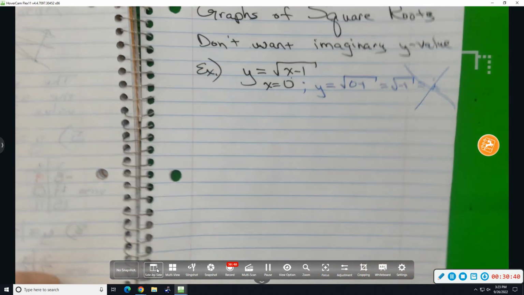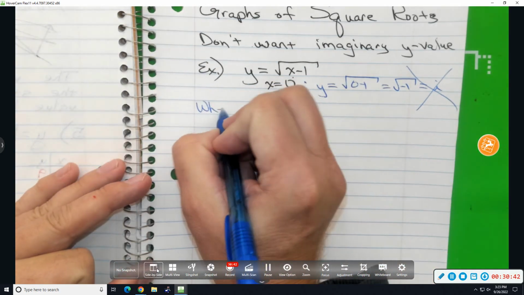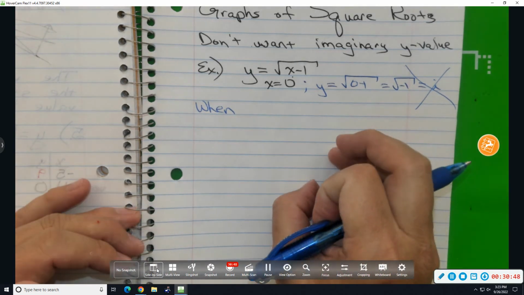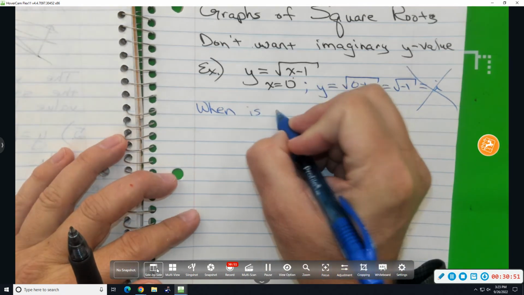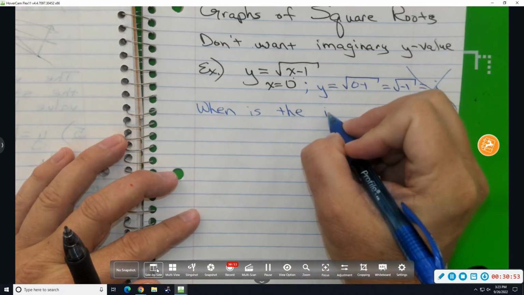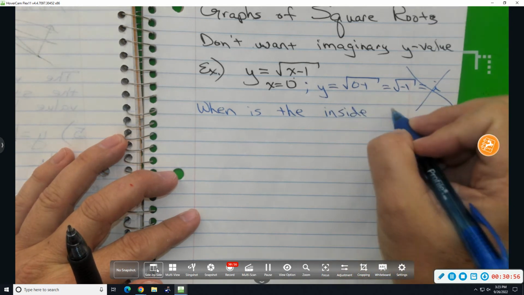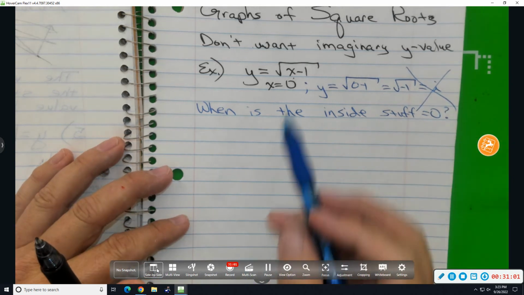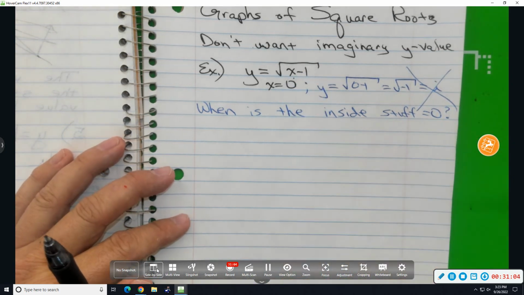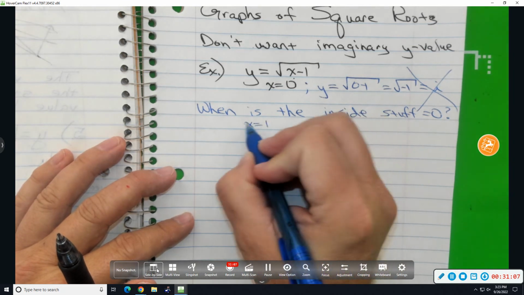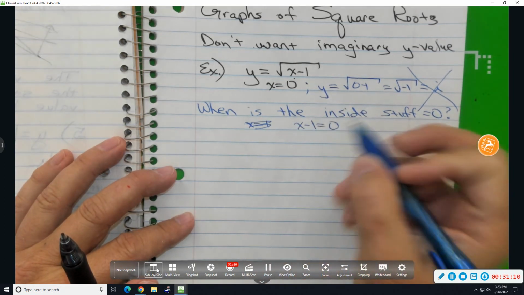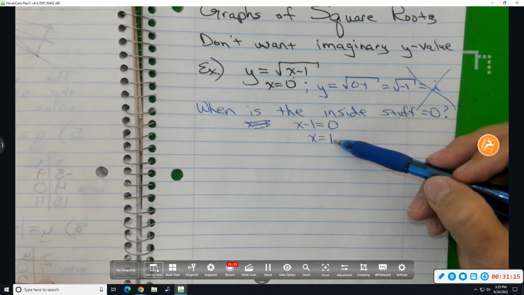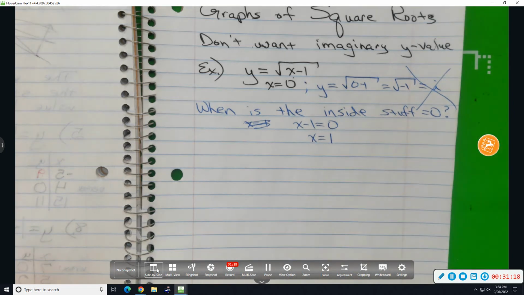So my approach is I ask myself the same question I ask myself with absolute values. When is the inside stuff equal to 0? So for this example here, when is x minus 1 equal to 0? When x is 1, so 1 is our starting point. We'll either be graphing to the left of 1 or to the right of 1.